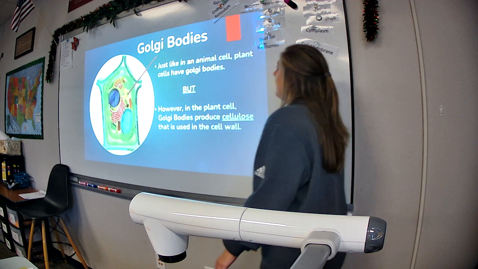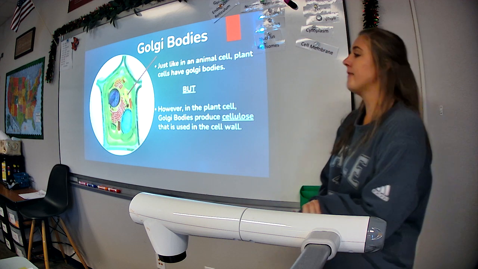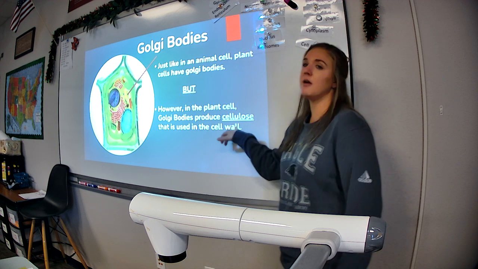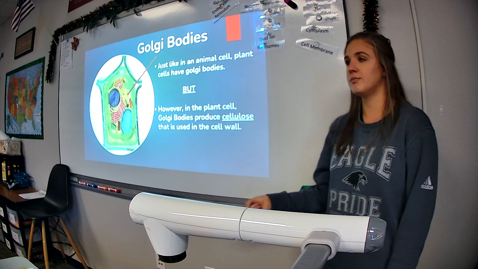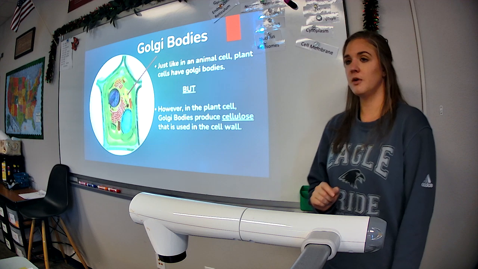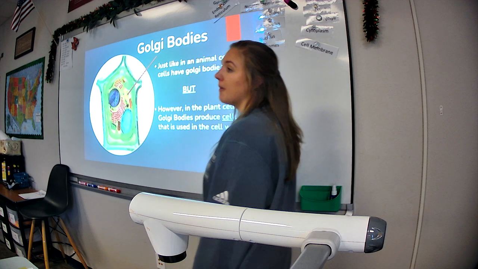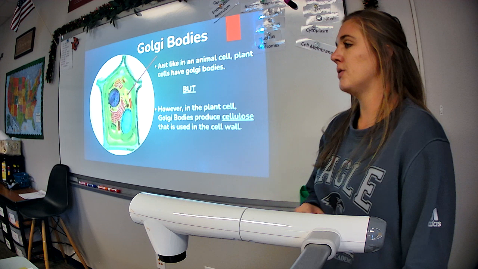But they still have the Golgi bodies. However, in the plant cell, the Golgi bodies produce the cellulose, which we already discussed is the sugar that builds up the cell wall. Okay? So they still have Golgi bodies, they just do a different job in the plant cell. Instead of packaging the proteins, they produce the cellulose.